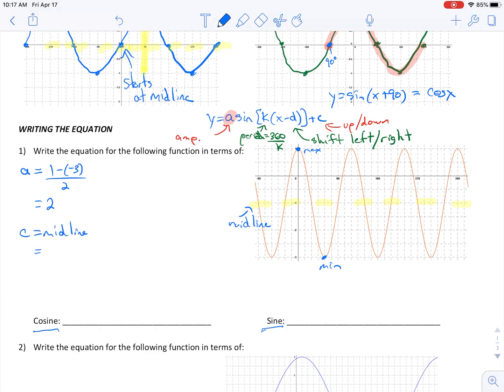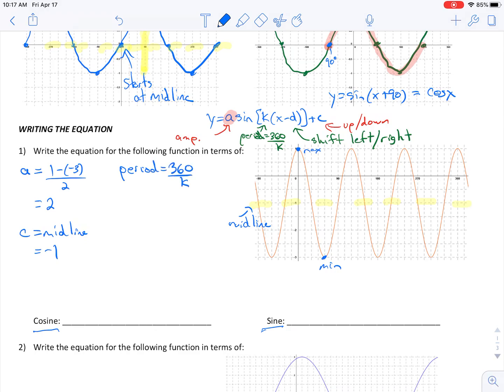And so my midline is C. And that's pretty easy to get as long as you know what's going on. So that's -1. Okay, the other parts are a bit trickier, but not too bad. So one is the period. So we need to figure out the period.